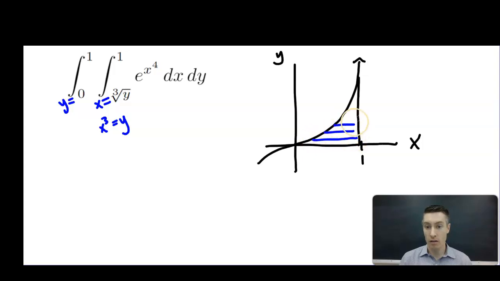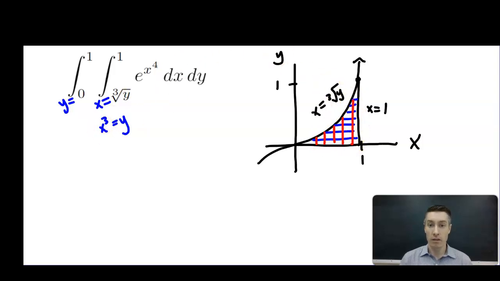So x goes from cube root of y to 1, so we're drawing horizontal lines in our region. And again, we're starting out calling this x equals the cube root of y. This would be x equals 1. And that point of intersection right there, when x is 1, y is 1. So there's our region, everything filled in on our graph. Now we want to define this as a type 1 region, so we want to draw our lines vertically now.